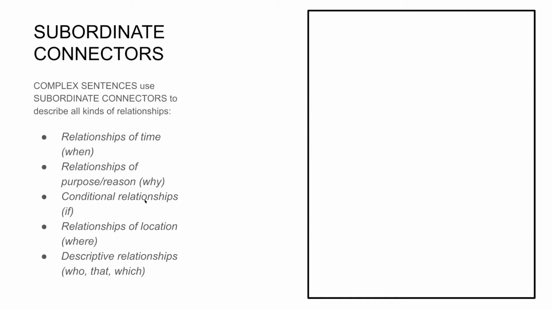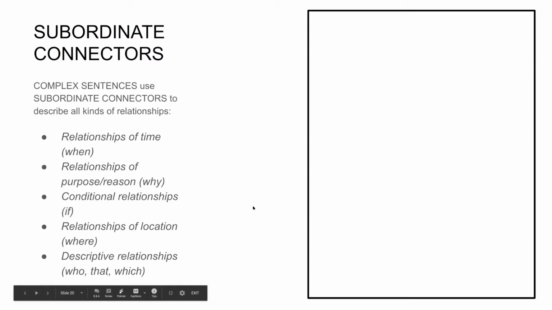This week, you're going to practice a little bit with some conditional relationships. Now, some of you might remember conditional relationships from our last session. Of course, that was a long time ago now. But these are situations that often use words like if. If this happens, then this can happen. We also have relationships of location, where something happened. And then finally, we have descriptive relationships. So relationships that tell, for example, who is that particular person that we're talking about, or connecting it to some idea and describing more about what that idea is. So again, words like who, that, or which.